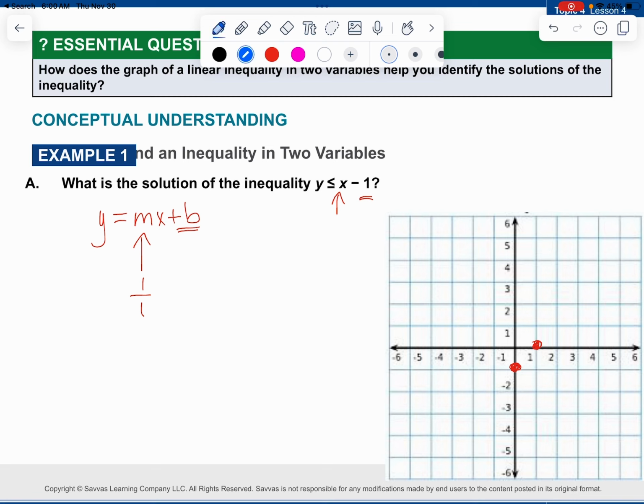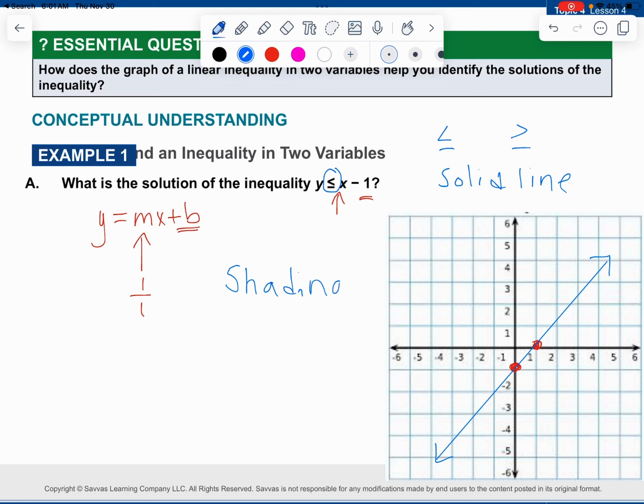If your inequality is less than or equal to, or greater than or equal to, you have a solid line. So I am going to draw a solid line going through both points. And then from there, we have to determine which side of the line to shade.